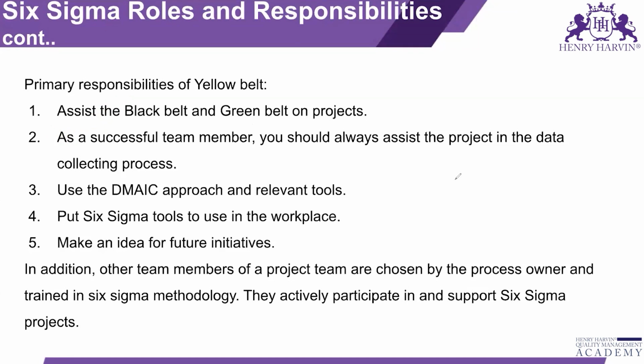Primary responsibilities of yellow belt. Number one, assist the black belt and green belt on projects. Number two, as a successful team member, you should always assist the project in the data collection process. Number three, use the DMAIC approach and the relevant tools. Number four, put Six Sigma tools to use in the workplace. And number five, make ideas for future initiatives. In addition, other team members of a project team are chosen by the process owner and trained in Six Sigma methodology. They actively participate and support Six Sigma projects.